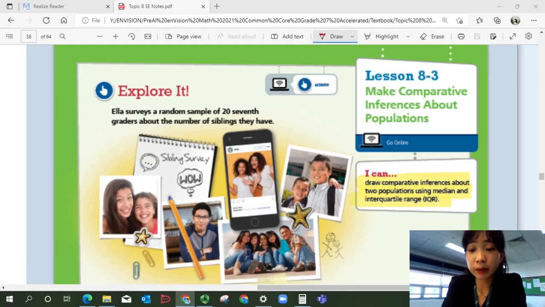So the IQR comes from the box plot, so we'll use a lot of box plots in this lesson. So get ready for that. Let's start with Explore It.